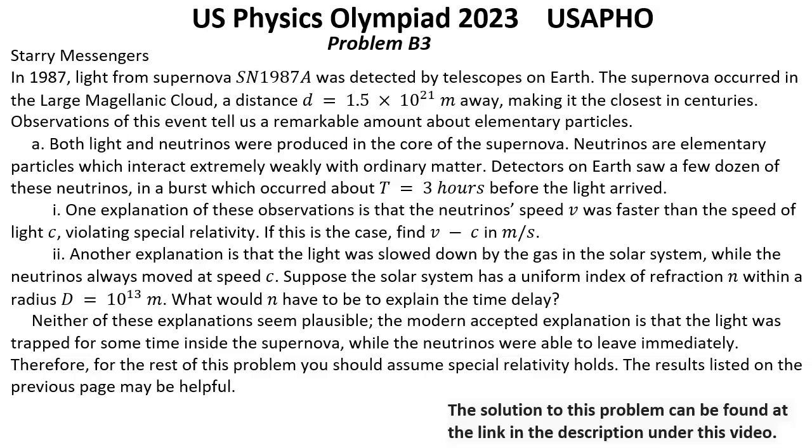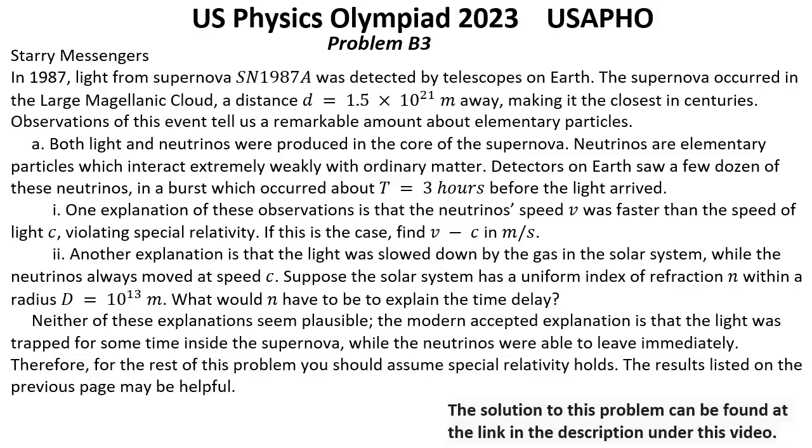Question 1. One explanation of these observations is that the neutrino's speed v was faster than the speed of light c, violating special relativity. If this is the case, find v minus c in meters per second.